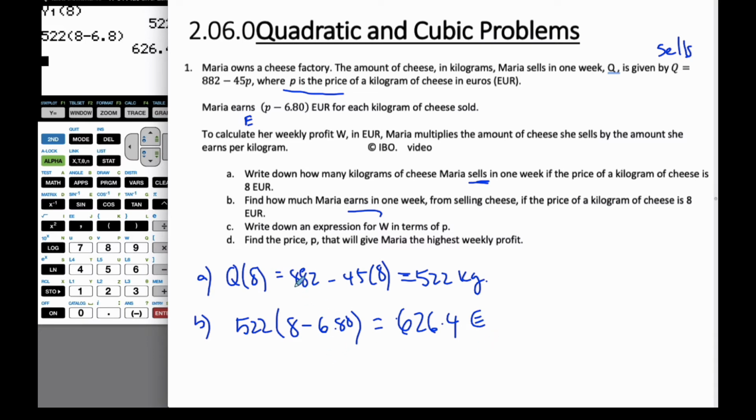Finally, part C, write down an expression for W in terms of P. Well, W is weekly profit. So the weekly profit, I know is like how much she earns, the price per kilogram. So I know it's going to be I sell this many kilograms of cheese, and each kilogram costs P minus 6.80. And so this is an expression for W in terms of P.